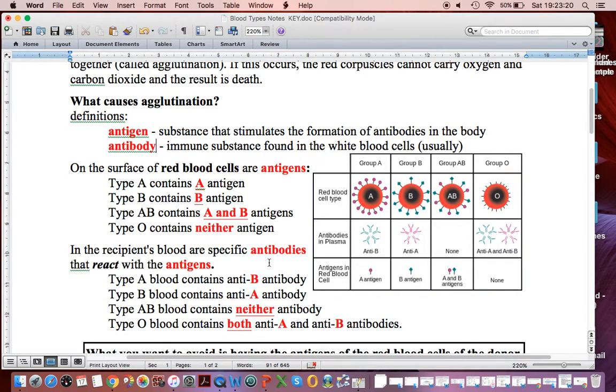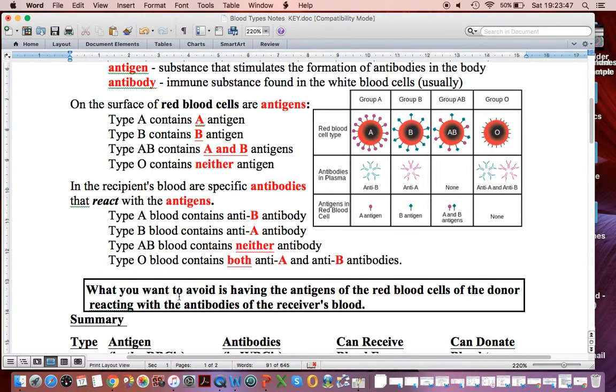And then we look at the antibodies that are present. What we see is if we have A antigens, we're going to have anti-B antibodies. If we have B antigens, we're going to have anti-A antibodies. If we have AB, we're not going to have either the A or the B antibodies. And if we're type O, we're going to end up with both. And this is referring to the blood. So it tells us what we want to avoid having. We don't want to get our antigens matching up and clumping together with the antibodies.